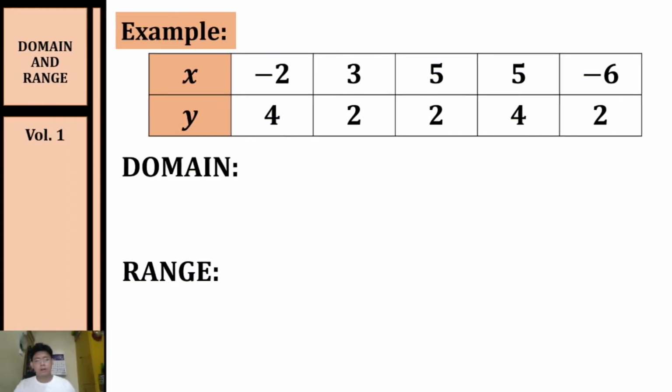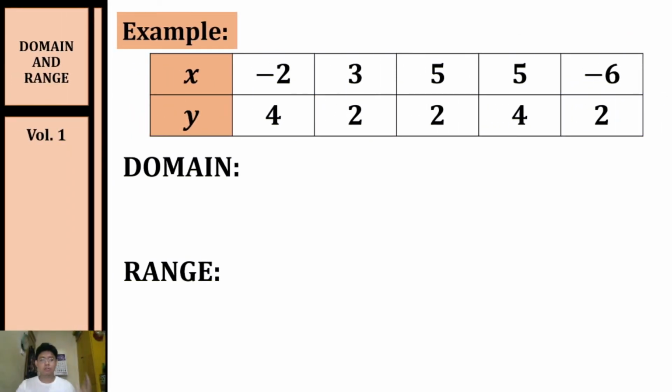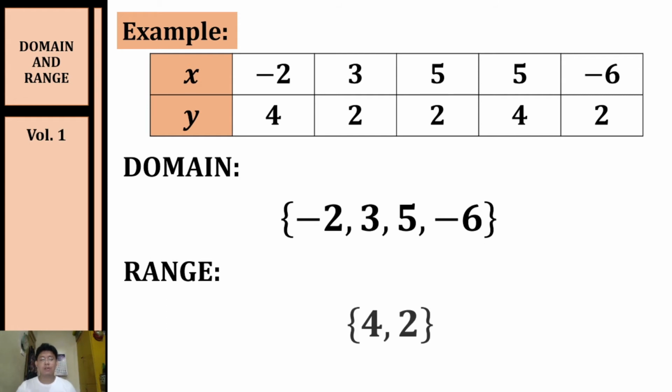Okay, let's have another example. So for example, we're given this table of values. So let's identify the domain and the range. So the domain will be the values of x, and the range will be the values of y. So let's start first in getting our domain. So for our domain, we get all the values of x. So we have -2, 3, 5, and -6. Now for our range, we have 4 and 2.